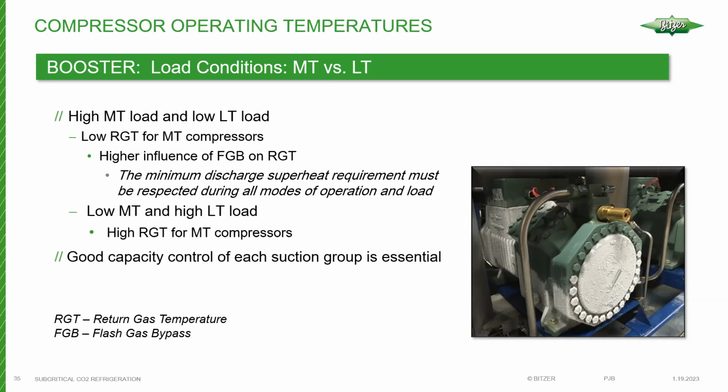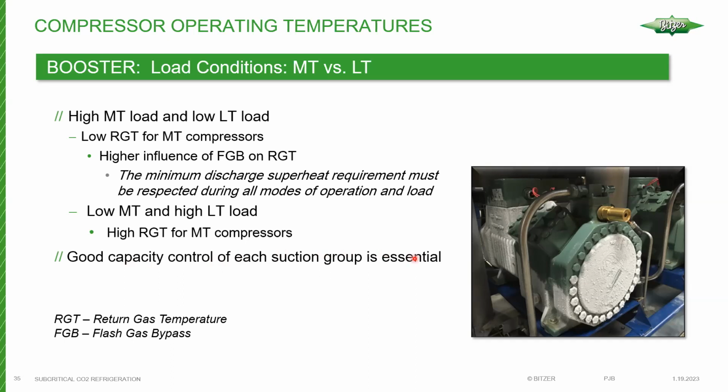But what if we had a low medium temp load and a high low temp load? Well, the low temp load is actually discharging warm refrigerant into the medium temp compressor. So if you've got very low medium temp load and lots of warm refrigerant coming from the low temp compressors, now we have a high return gas temperature feeding the medium temp compressors. So just a couple of points to consider.